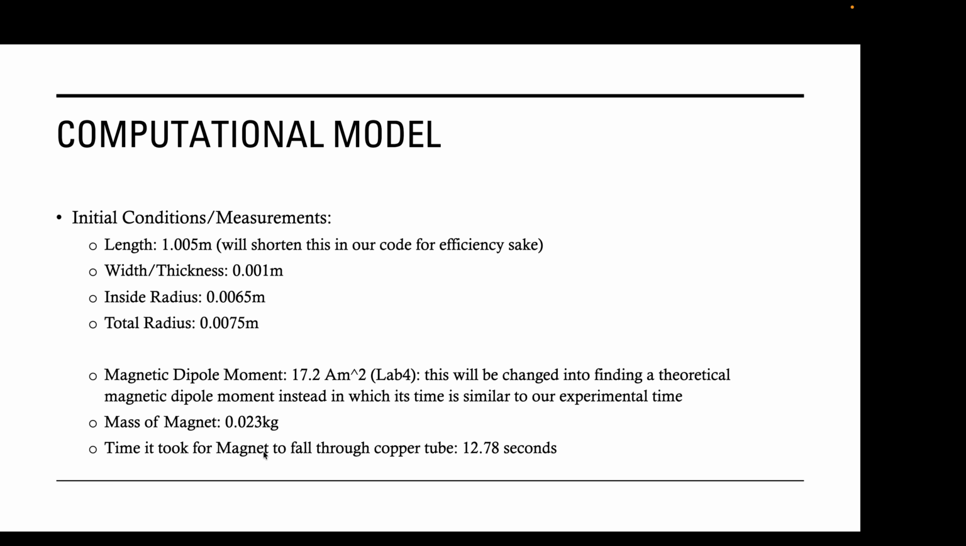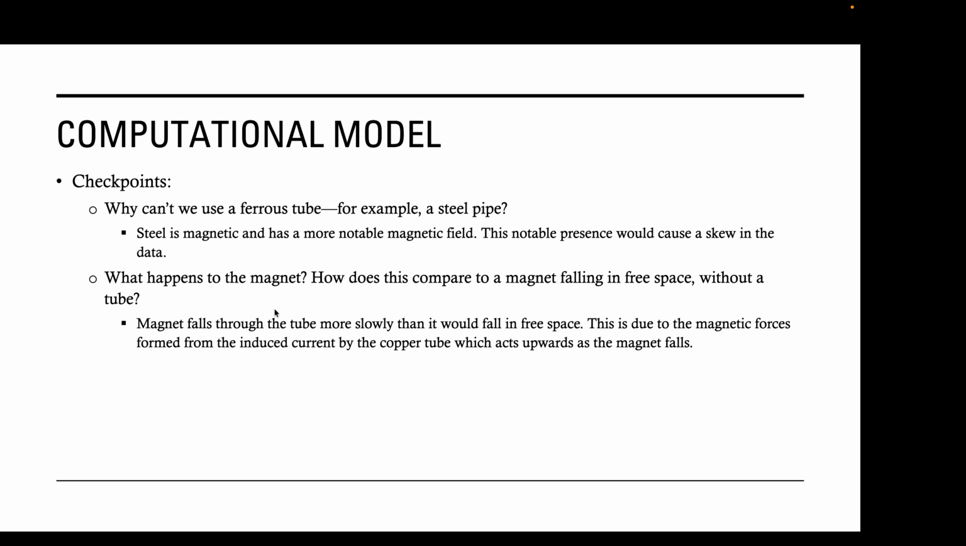The mass of the magnet is 0.023 kilograms, and the time it took for the magnet to fall through the copper tube was 12.78 seconds. The checkpoint: why can't we use a ferrous tube, for example, a steel pipe? Steel is magnetic and has a more notable magnetic field. This notable presence will cause a skew in the data.